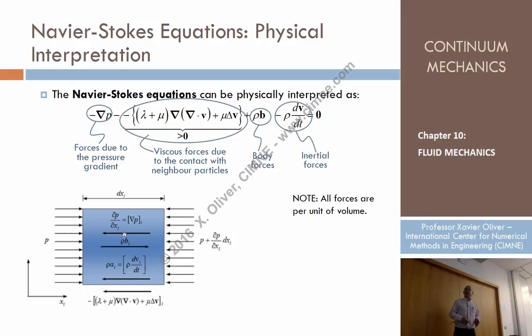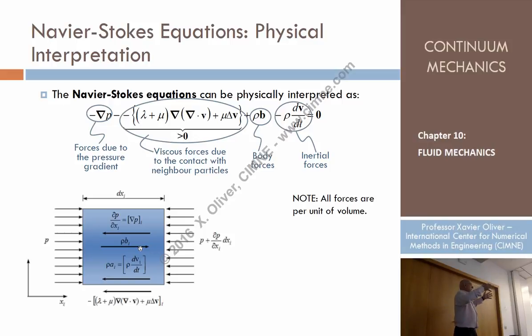So the component in the direction xy is negative, so in the direction negative, which is rho dv with respect to t. So this picture helps us to understand what is happening to a particle of a Newtonian fluid in motion.